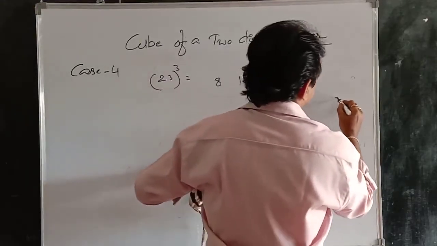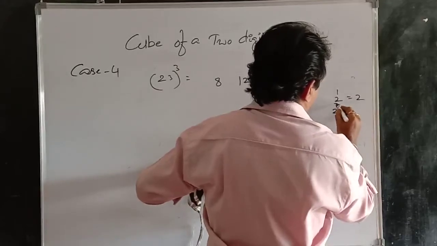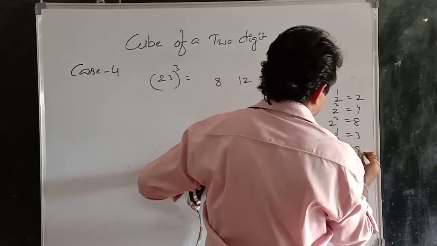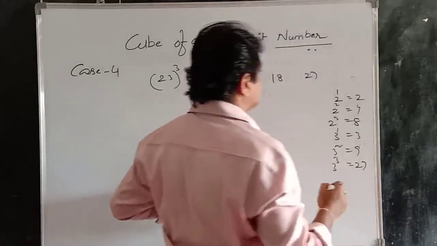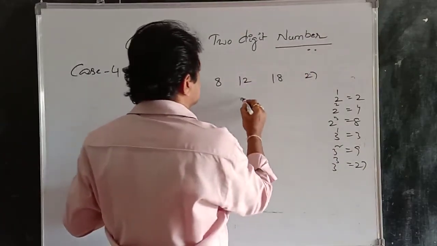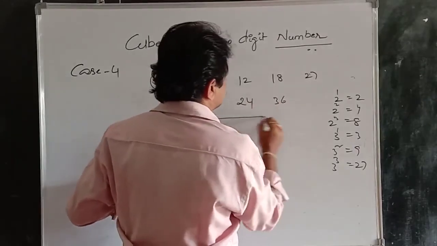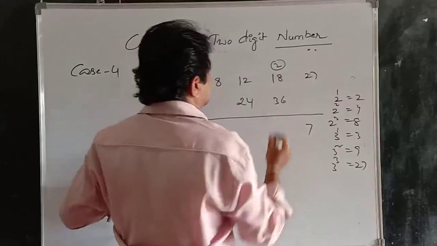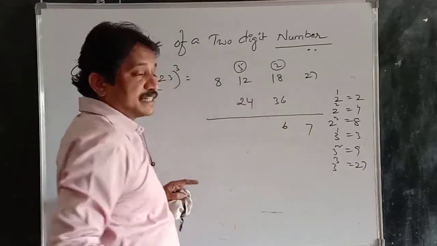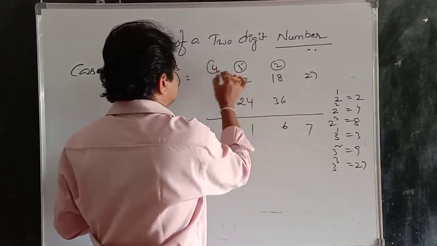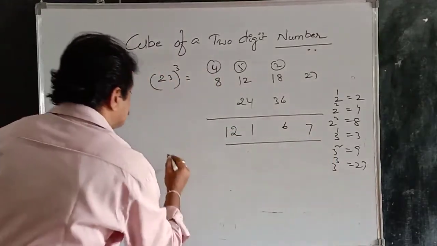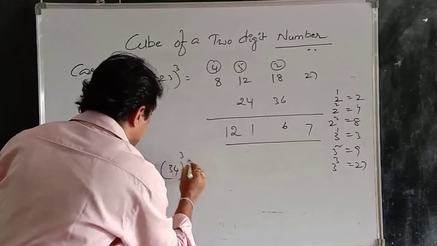You know that 2 power 1 is 2, 2 square is 4, 2 cube is 8. 3 power 1 is 3, 3 square is 9, 3 cube is 27. Here, keep the first and last, then you have to double the middle ones. Means this is 24, this one is 36. 27, 7 here, 2 is carried. 20 plus 36, 56, 6 is here, 5 is carried. 24 plus 12, 36 plus 5, 41, 4 is carried here. 8 plus 4, 12. So 12167.